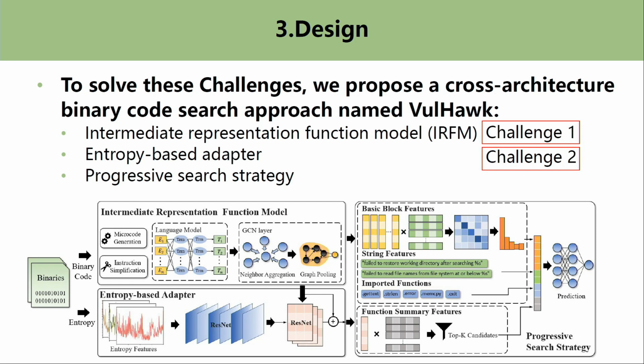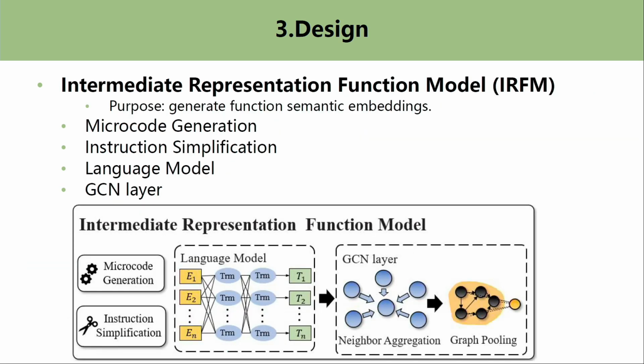It contains 3 components. The IRFM is to solve challenge 1, and the entropy-based adapter is to solve challenge 2. The IRFM is used to generate function semantic embeddings. It can be divided into 4 parts. The first is microcode generation. We lift binary code to an architecture-agnostic IR named microcode. It can mitigate the differences of instruction type and allows our model to be trained on one architecture's binaries and search functions on another architecture's binaries.